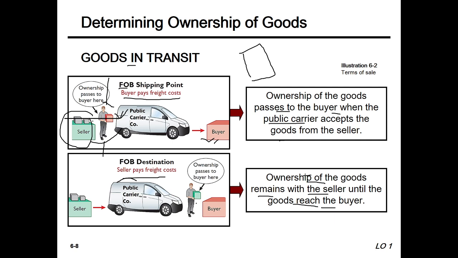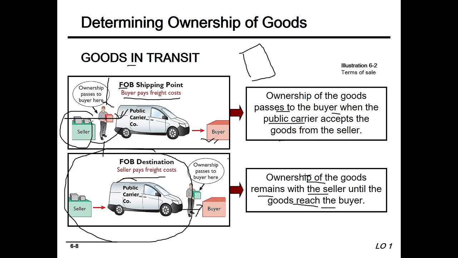Okay, so this total portion is related to the seller, and this is what we call FOB destination. That means the goods have reached the destination. That means the buyer is now receiving goods from the seller. So we call this FOB destination. I think everybody is clear.